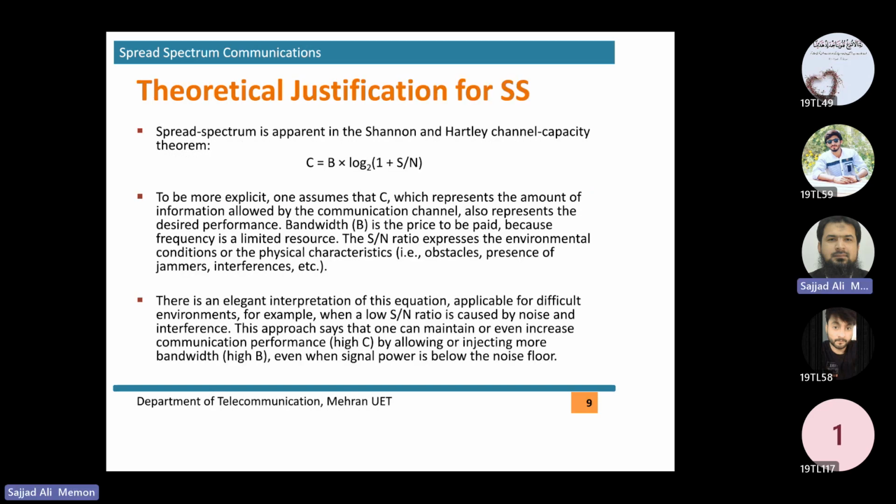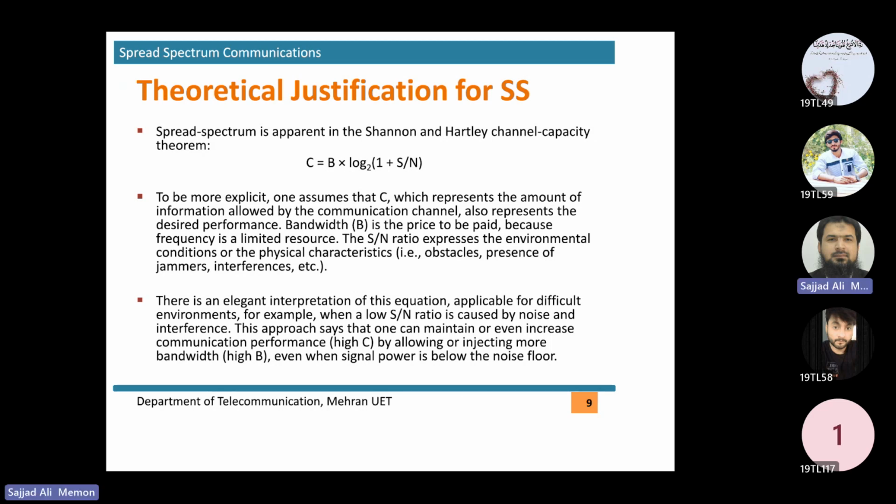Then we have the theoretical justification for spread spectrum. Spread spectrum is apparent in the Shannon-Hartley channel capacity theorem, where capacity is equal to bandwidth times log base 2 of 1 plus signal to noise ratio. So one assumes that capacity represents the amount of information allowed by the communication channel. That means how many bits we can transmit in 1 second, that is your capacity. So that capacity, how much is allowed by the communication channel, also represents the desired performance, that is signal to noise ratio, and channel is your bandwidth.